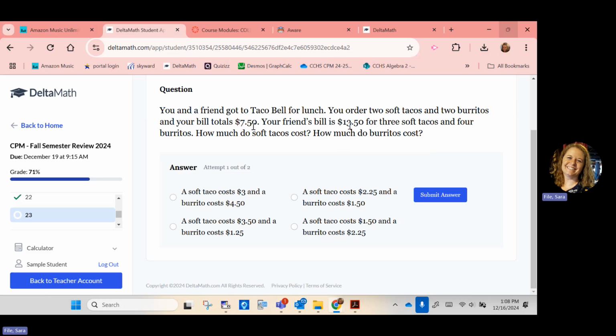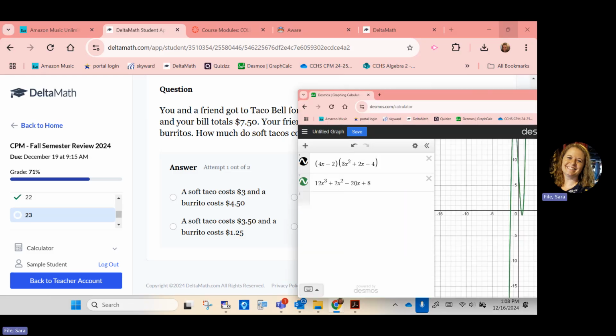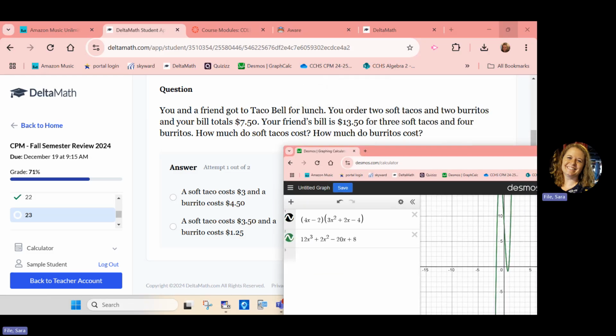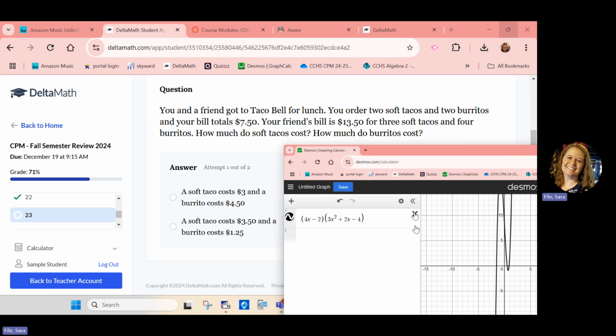Or you can do this graphically. Now, graphically, you still have to be able to write the equation based on the scenario. So we have to decide what X and Y are going to represent. So I'm just going to go in the order that they gave it to us. They talked about soft tacos first. So I'm going to make soft tacos my X and burritos my Y.